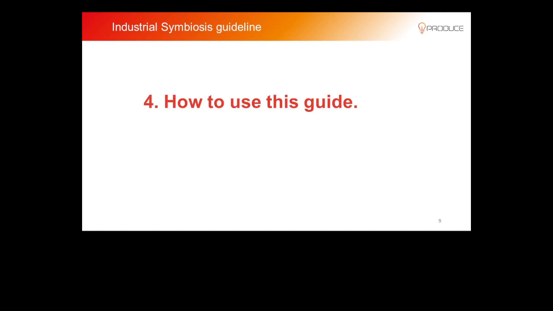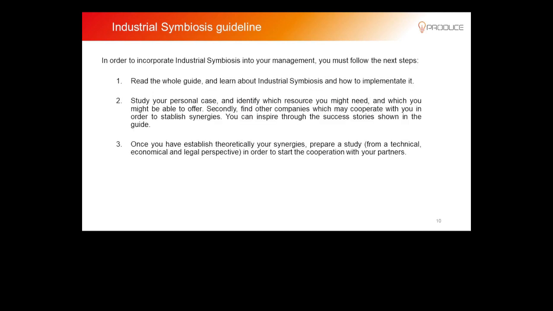Once the guide and its contents have been made clear, you must consider the steps to follow when using this guide and put it in practice. So, in order to incorporate industrial symbiosis into your management, you must follow the next steps. First of all, read the whole guide and learn about industrial symbiosis and how to implement it. Secondly, study your personal case and identify which resources you might need and which you might be able to offer.